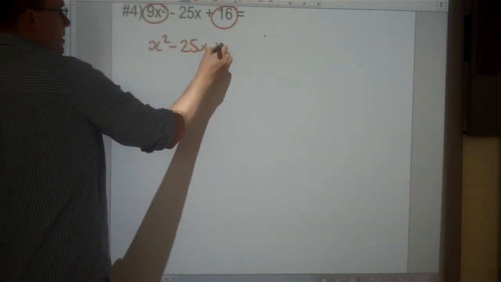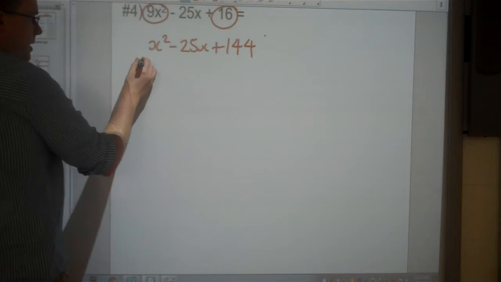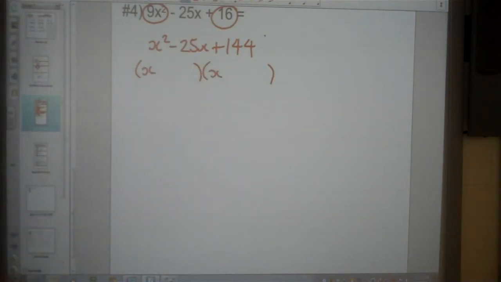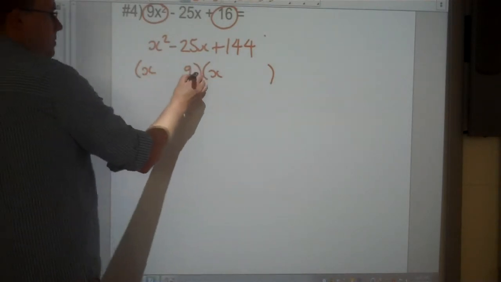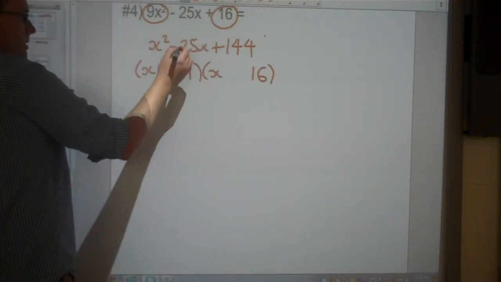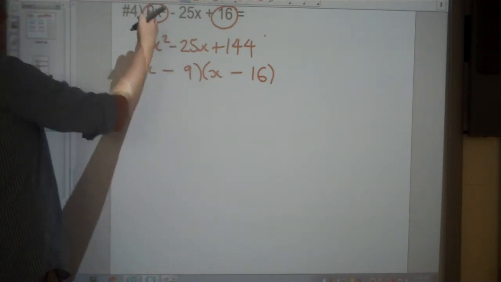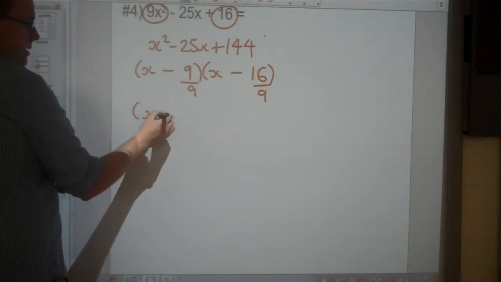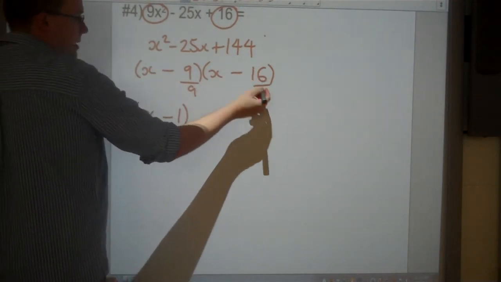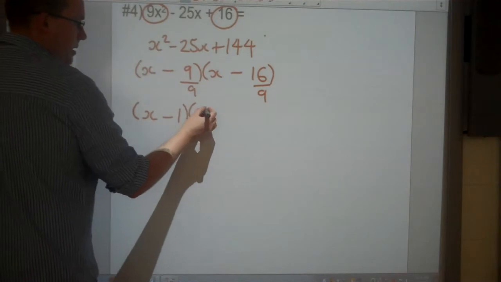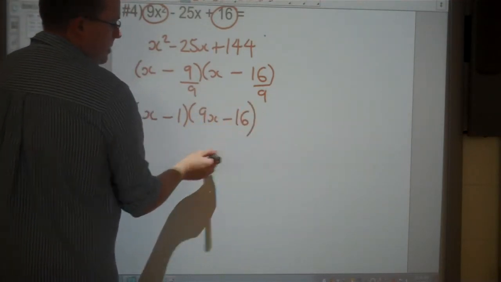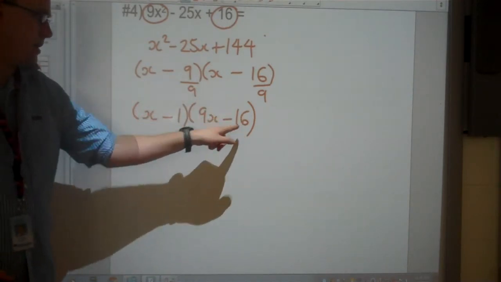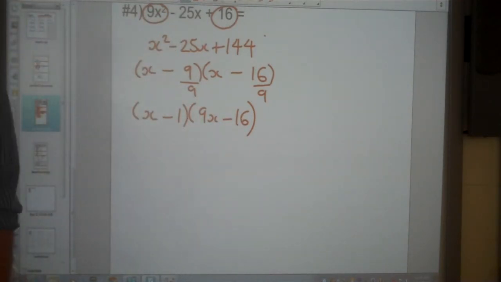So if I do 9 times 16, I get 144. Now this one is quite a tricky one. Two numbers that multiply to make 144 and add together to make 25. It took quite a while for people to find 9 and 16. Both sides the same, both negative. Now we've got to divide by the original 9. If we simplify, 9 over 9 is 1. And then 16 over 9 doesn't simplify, so glide the 9 back to the front. And if you check using FOIL for this, it does work. Negative 9x take away 16x does indeed give you negative 25x.